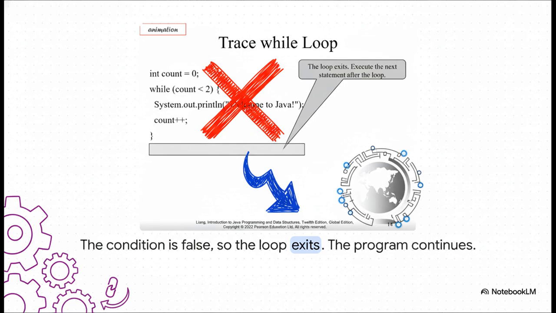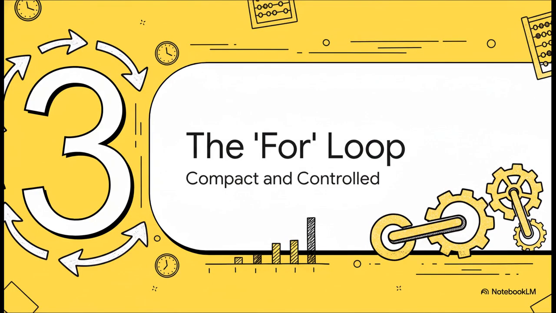And that's it. We did it. We've traced a loop from start to finish. So that's the while loop. Pretty powerful, right? But what if you already know exactly how many times you need to repeat something? Well, for those cases, there's an even more streamlined tool for the job, the for loop.